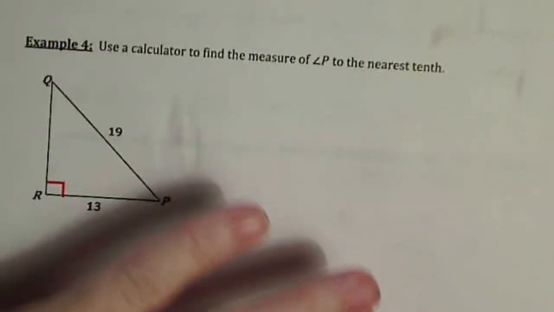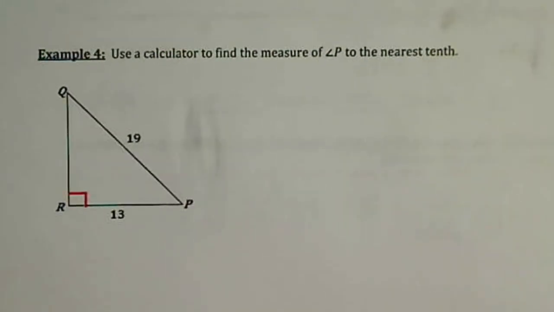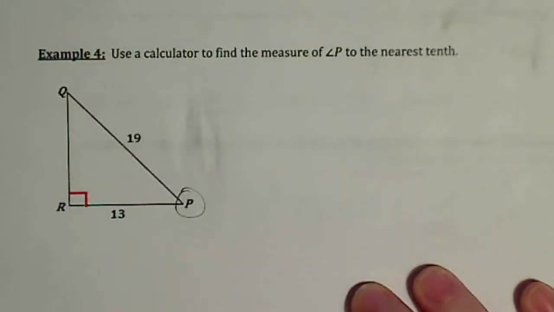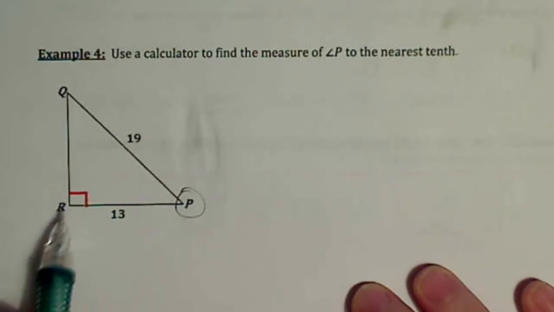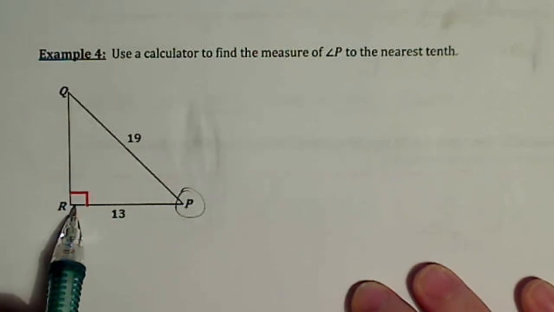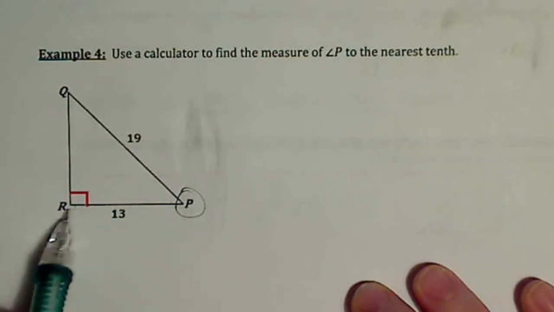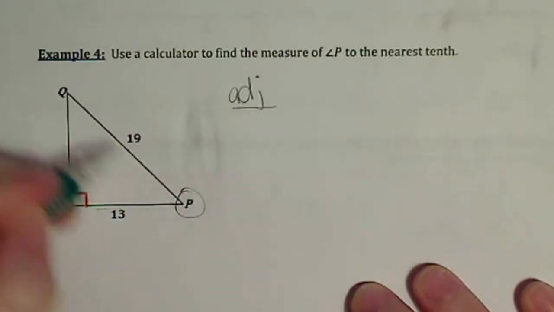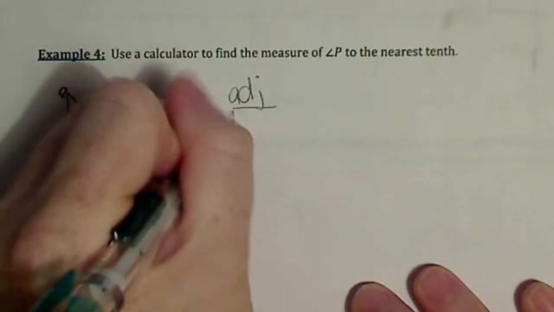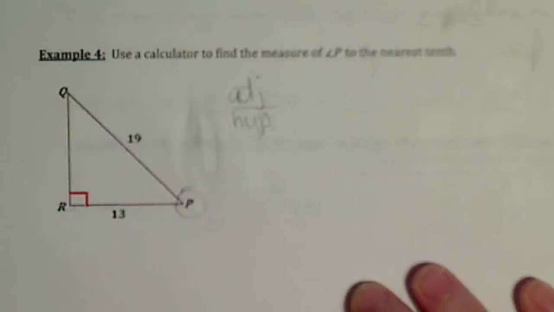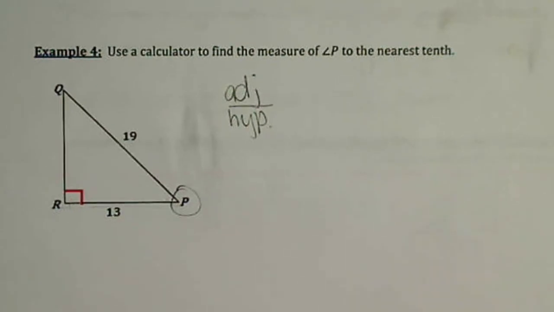Well, we have an example to tell you what that means. We want to find angle P. We don't know how much that angle measure is. We know this is 90, and that's all we know. We know the adjacent side to the angle, and we know the hypotenuse side. So which trigonometric function is that? Sine, cosine, or tangent? Yes, it's cosine.